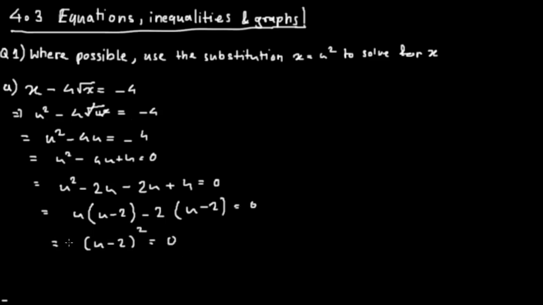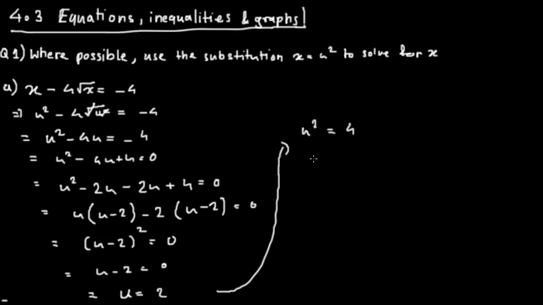Now from here you can just find the square root of both sides, so that u minus 2 equals 0, which means that u is equal to 2. Then since u equals 2, u squared is 2 squared, and 2 squared is 4. And x is equal to u squared. So x is equal to 4, which is a very simple solve.